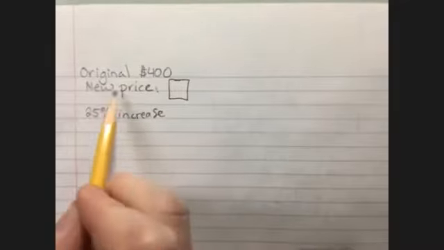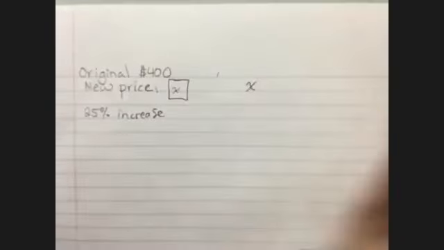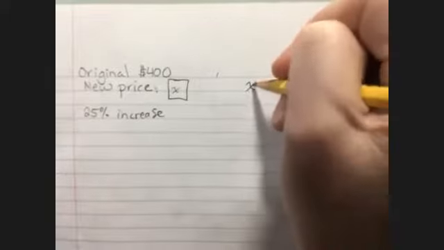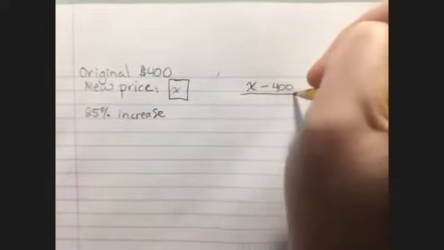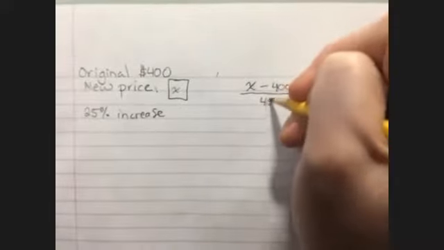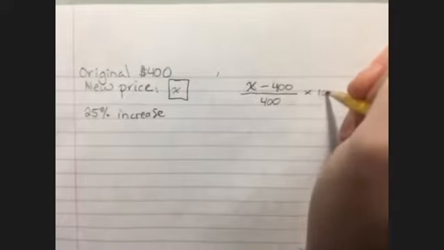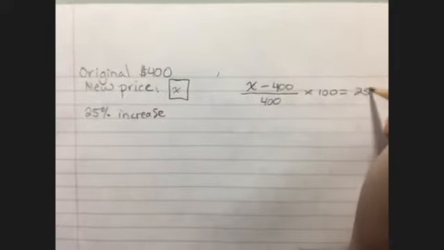All right, so let's say you got a problem like this. The original price is $400. The new price is what you're looking for, and it's a 25% increase. Well, since it says increase, you know the new price has to be more than what you started with. So that means you're going to put the X, your variable, for the new price, because that's what we're going to look for. So the new price minus the 400, and it goes first, since again, we know this is going to be the larger number, over your original 400. Then you know it's going to be times 100 to equal 25%.